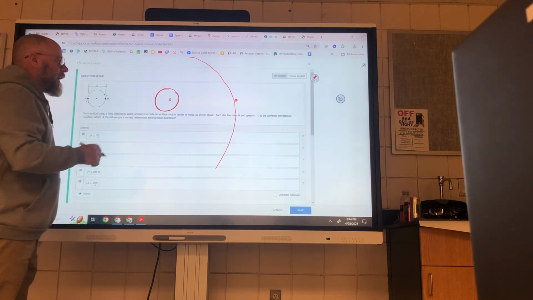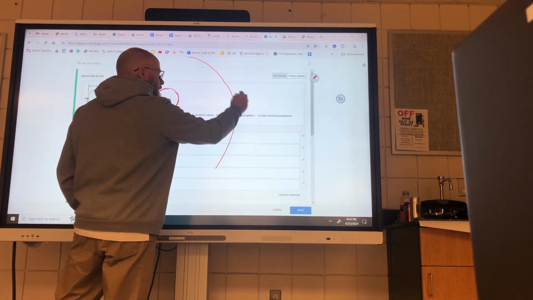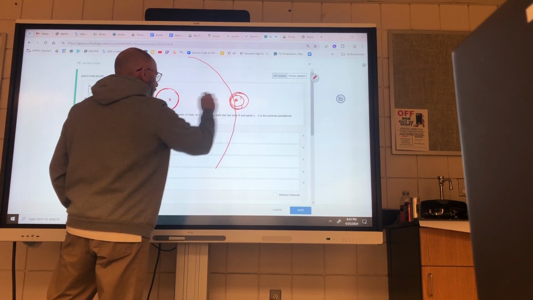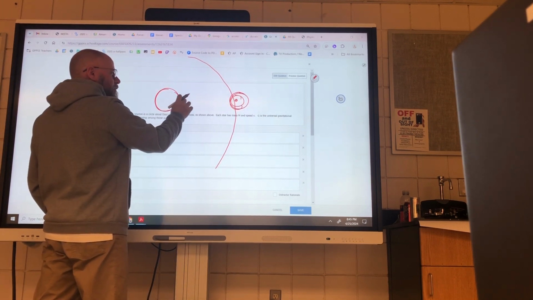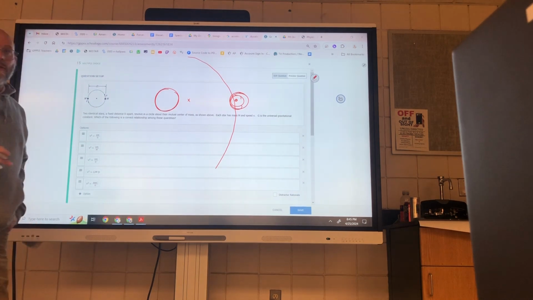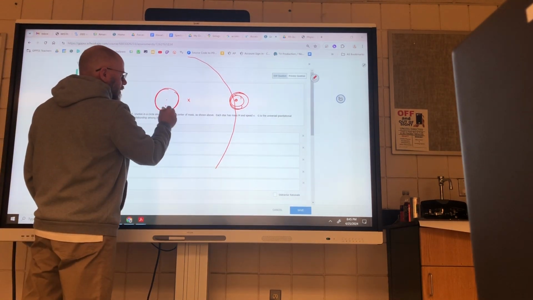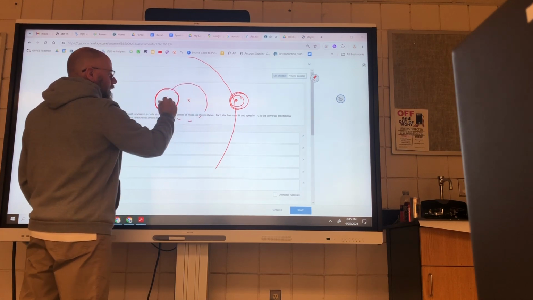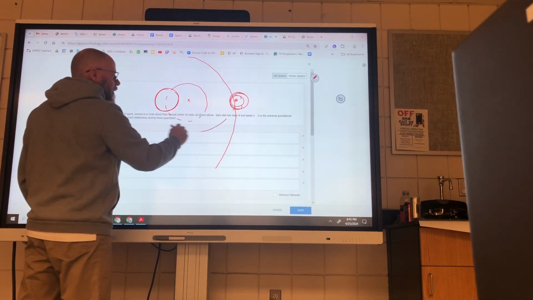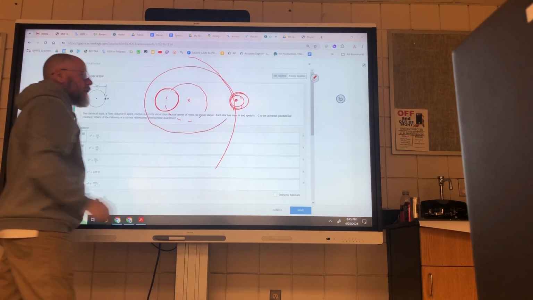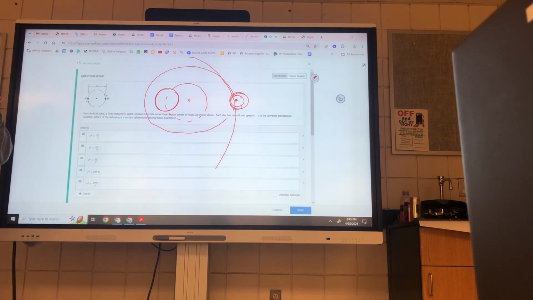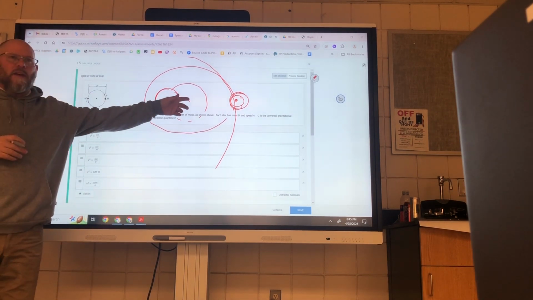But what happens if you start increasing the mass of this one and making it larger and larger? What happens to the center of mass? It starts moving this way. Well, now all of a sudden, what's going to happen? This one has to orbit around the center of mass. This one also has to orbit around the center of mass. So they actually look like they're orbiting each other, but they're actually just orbiting the center of mass.